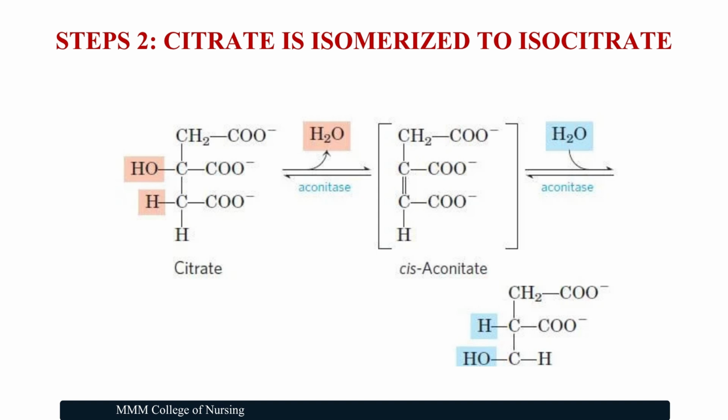Then it adds a water molecule back to form isocitrate. So the molecule has the same atoms. The formula has not changed, but the arrangement is now different. This is called isomerization. And now isocitrate is in the perfect shape for the next step. So to say it simply, citrate becomes cis-aconitate and then becomes isocitrate. And the enzyme doing both steps is aconitase.